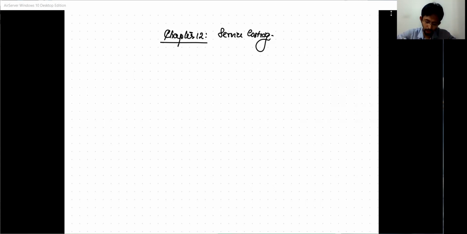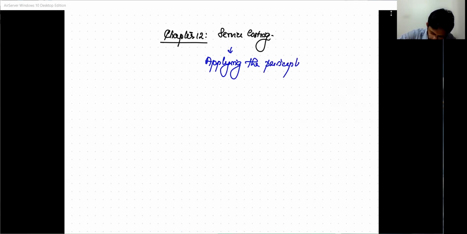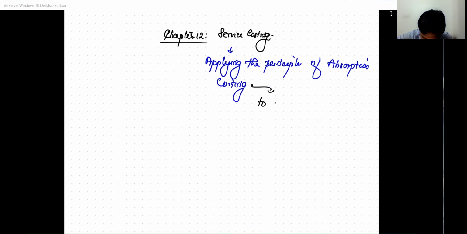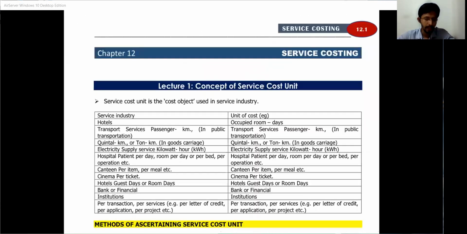So service costing is all about applying the principles of absorption costing. Mainly we are following absorption costing here. Where do we apply these principles? We are applying these principles of absorption costing to the service industry or entities in the service industry. So that is what we are going to learn in this chapter 12. Now let's move to the material.